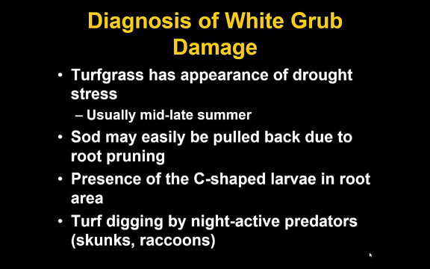The C-shaped larvae that the white grubs produce are extremely distinctive, and once you see them, you know what the situation is, but you'll have to dig for that. And then turf digging by night active predators like a skunk and raccoon will tip you off that you very likely have a white grub situation in that lawn.